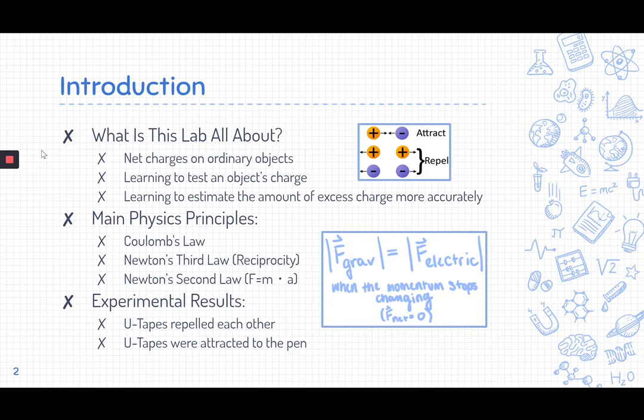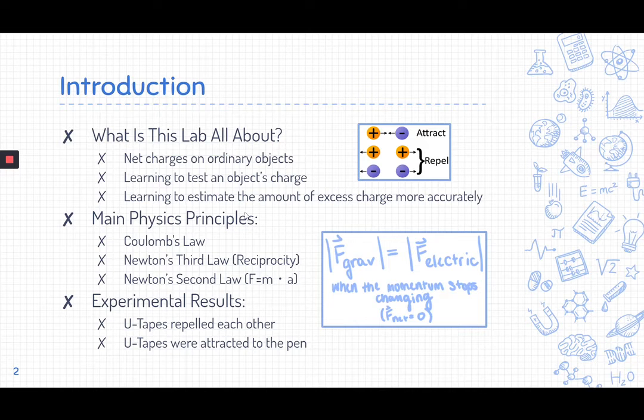In further detail, what is this lab all about? Well, we learned about net charges on ordinary objects and learned how to test an object's charge and estimate the amount of excess charge it holds more accurately, because even though there's a range that we know this excess charge is in, it's very large, and by using these main physics principles, we're able to find a more accurate estimate. These main physics principles are Coulomb's law and Newton's second and third law.